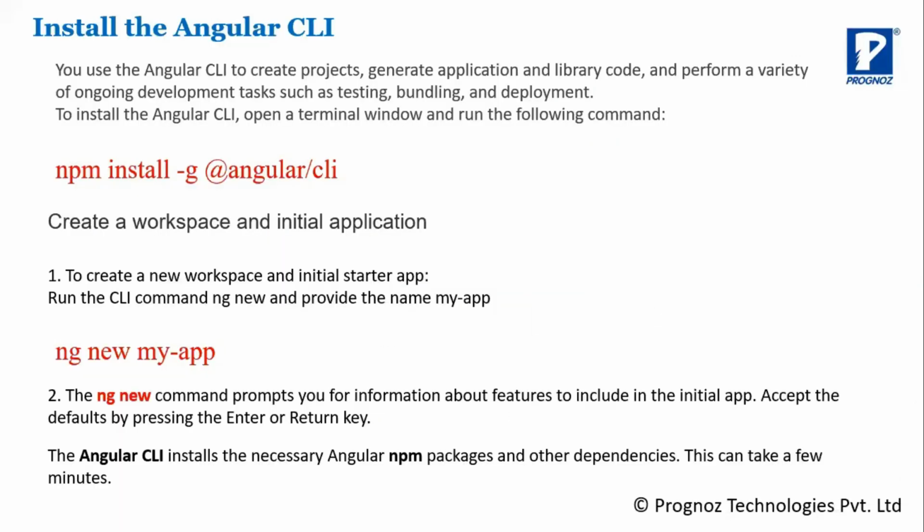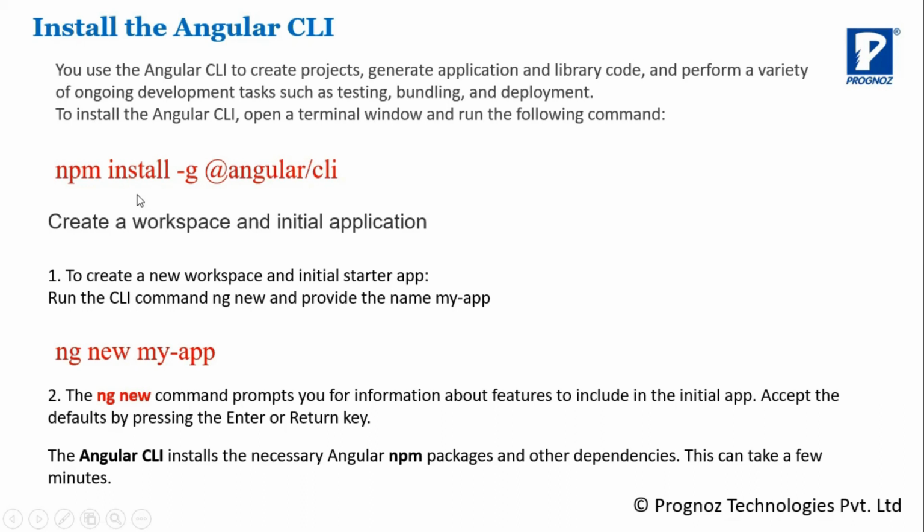CLI stands for Command Line Interface, so you have to just remember it. Using this CLI, we can get some benefits or the libraries which are required for the application that we are going to implement. So we use the Angular CLI to create the project. Why are we installing the CLI? To create the project, and it will generate some library code and provide a variety of development tasks. We can test it, build the application, and run the application. That's why we are installing Angular CLI.